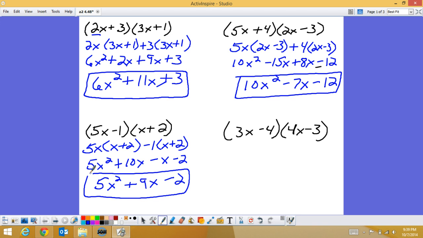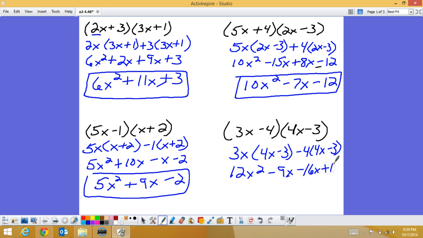And finally, we take the 3x times the 4x minus 3 and the negative 4 times the 4x minus 3. So we end up with 12x squared minus 9x minus 16x plus the 12. And so we end up with 12x squared minus 25x plus 12.